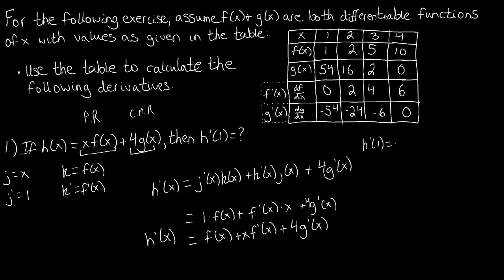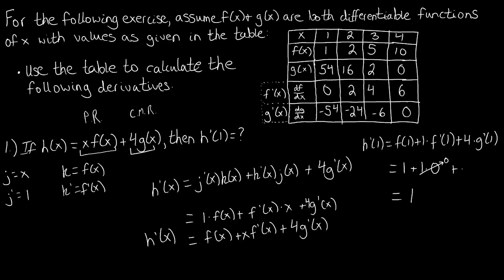So here we would get f of 1 plus 1 times f prime of 1 plus 4 times g prime of 1. Okay, so let's use our table to figure out what all these little f's and g's are. Okay, so f of 1 is going to be 1. So we have 1 plus 1 times f prime of 1. So we look at the derivative row, look in the 1 column, and we see 0. So 1 times 0 evaluates to 0. So we're going to have 1 on there.